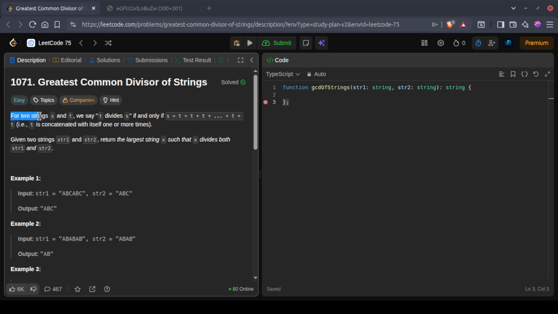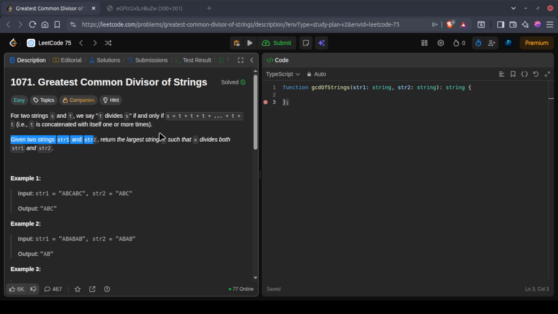For two strings s and t, we say t divides s if and only if s is equal to t plus t plus t, up to t, meaning t is concatenated with itself one or more times. So basically we are given two strings, str1 and str2. Return the largest string x such that x divides both str1 and str2.